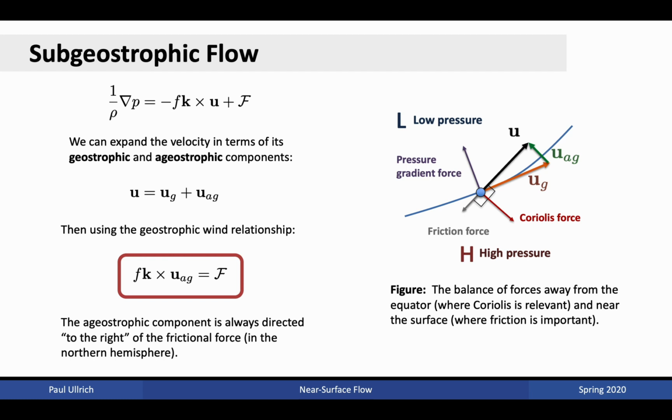The total flow velocity is then the sum of both the geostrophic and the ageostrophic components, with the ageostrophic component then pointing, again, opposite to the Coriolis force, roughly in the direction of the pressure gradient force.